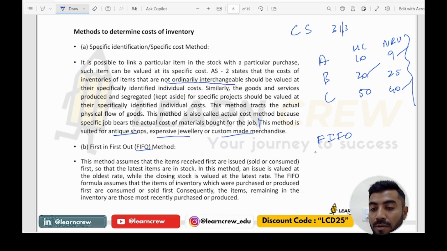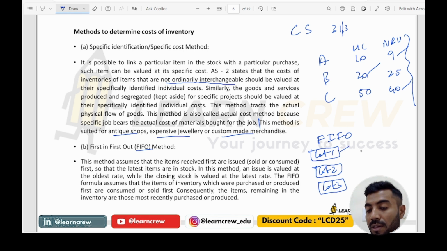Say, for example, we have purchased lot one. Then again we are purchasing lot two. Then again we are purchasing lot three. Lot by lot, we've been purchasing goods. So whenever you're making sales, the first sale will be made from lot one.